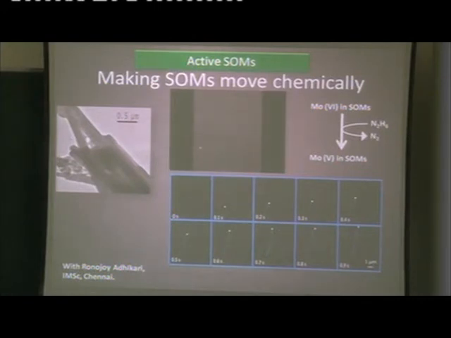So this is an experiment which is undergoing now, reviewing with the journal, and this is a collaboration with Ronojoy Adhikari of IMSC Chennai. So anyway, I will not talk about this in detail.